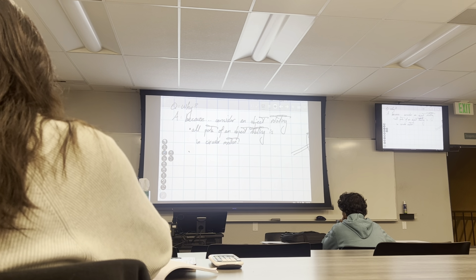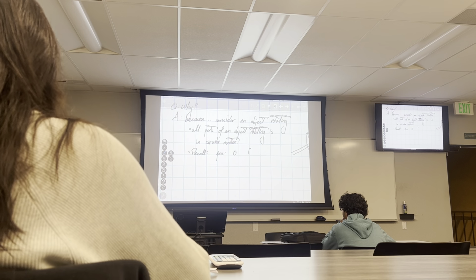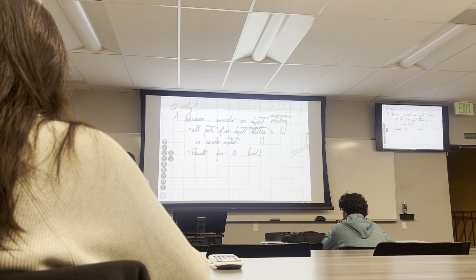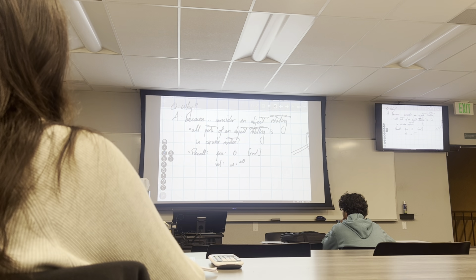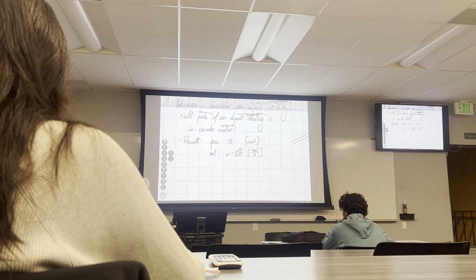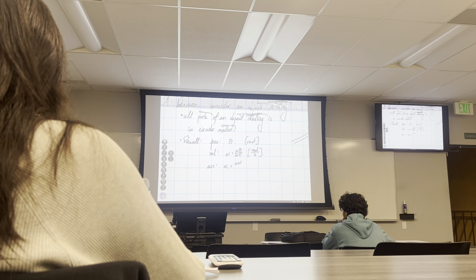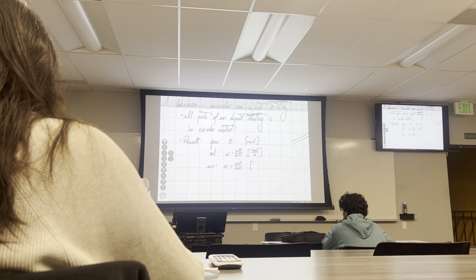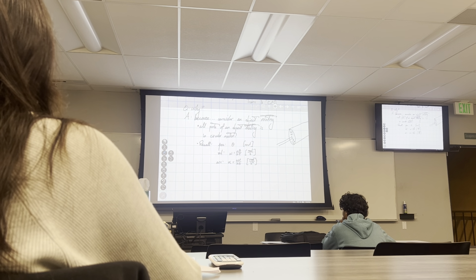So recall, in circular motion, the position, we gave the notation theta, which has units of radians. The velocity, we had omega, which was delta theta over delta t, or radians per second. We also had the acceleration, alpha, which is delta omega over delta t, which is radians per second squared.